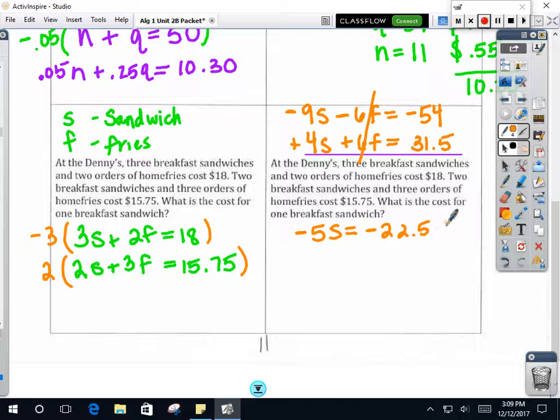Now what do we do? Divide by -5, turn around. And so the cost of a breakfast sandwich is $4.50. And we don't have to do anything else because this particular question did not ask about both. They only cared about the cost for a breakfast sandwich, so you're done. All right, next page.